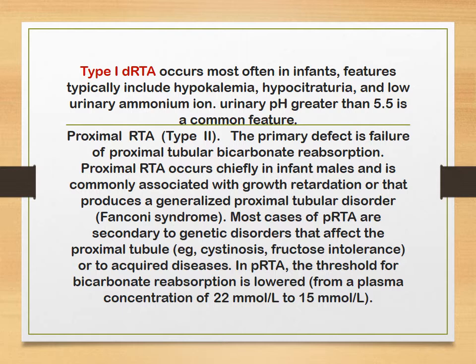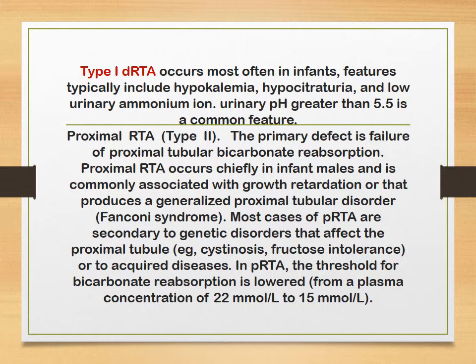Why? Ammonium is formed from the secretion of hydrogen binding with ammonia, NH3, to form ammonium. When there is a defect in secretion of hydrogen, it results in a decrease of urinary ammonium ion. Usually urine pH is greater than 5.5. In proximal type, the defect in reabsorption of bicarbonate usually occurs in infants, accompanied by growth retardation, and may be one of the characteristics of Fanconi syndrome.